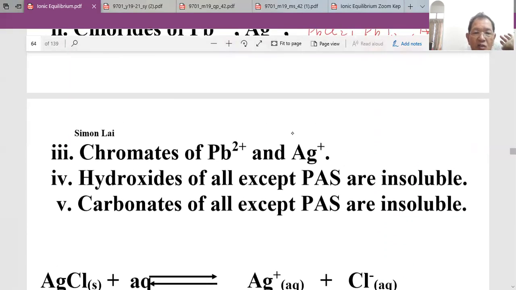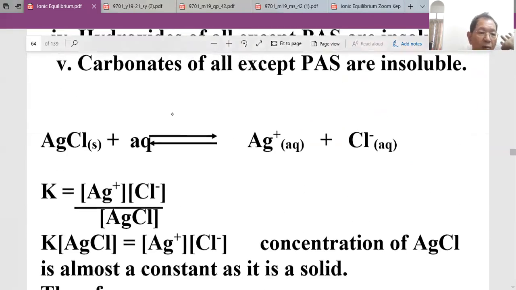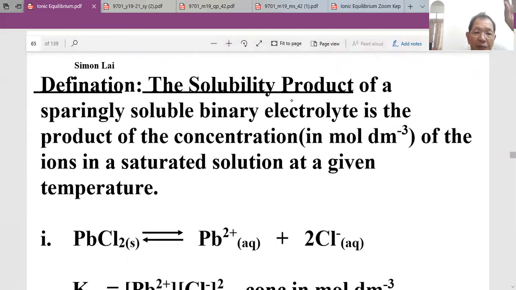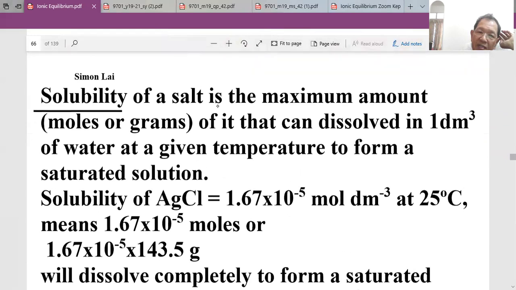So what does it mean? There are two terms you need to know. I will talk first not about the solubility product, but about solubility. The first thing you must know is what that is. They seldom ask you this definition, but it came out in paper 5. Solubility of a salt is the maximum amount, very important, in moles or grams, of the salt that can dissolve in 1 dm cube, or some say 100 cm cube, depending, but normally it's 1 dm cube of water, at a given temperature.